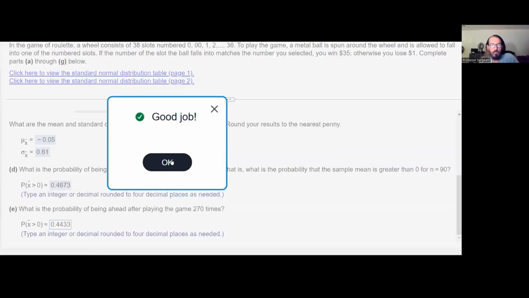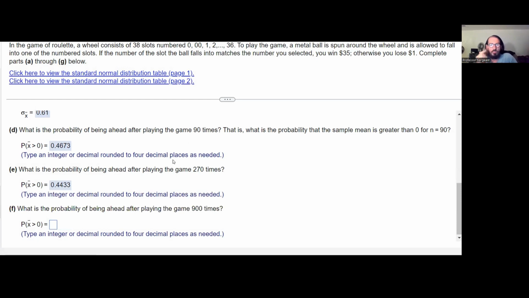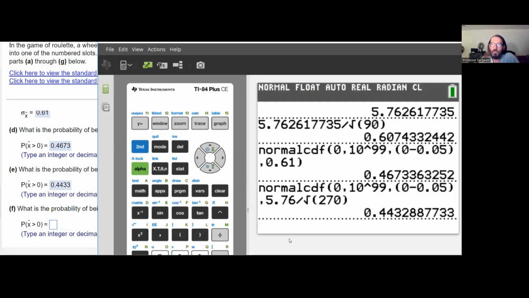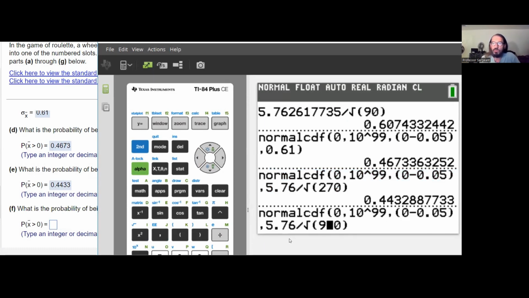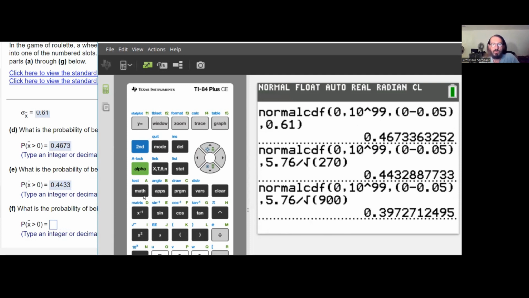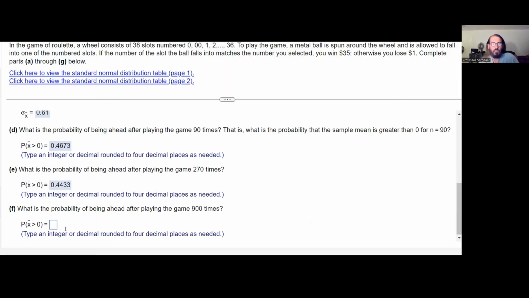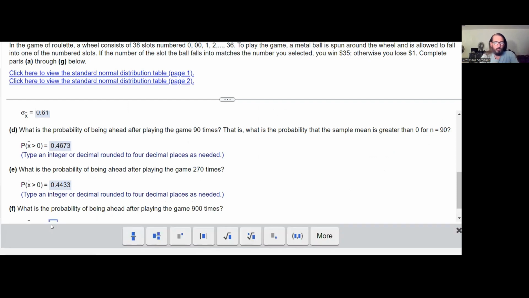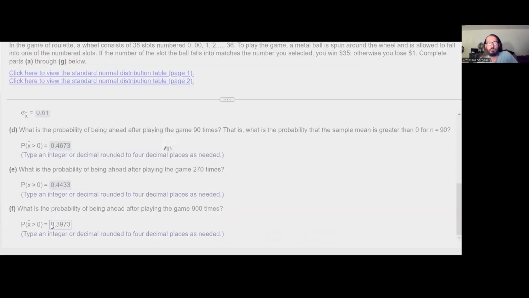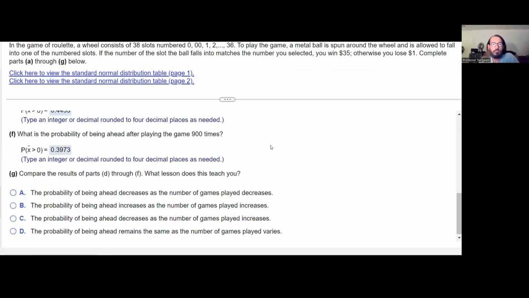So the more you play, the more likely you are to, on average, be losing. I think we'll see that showing up even more when we replace the 270 with 900. I was down to 0.3973 when we play the game 900 times. So the probability of being ahead, that you're making a profit, that X bar is greater than 0, is decreasing as the number of games increases.